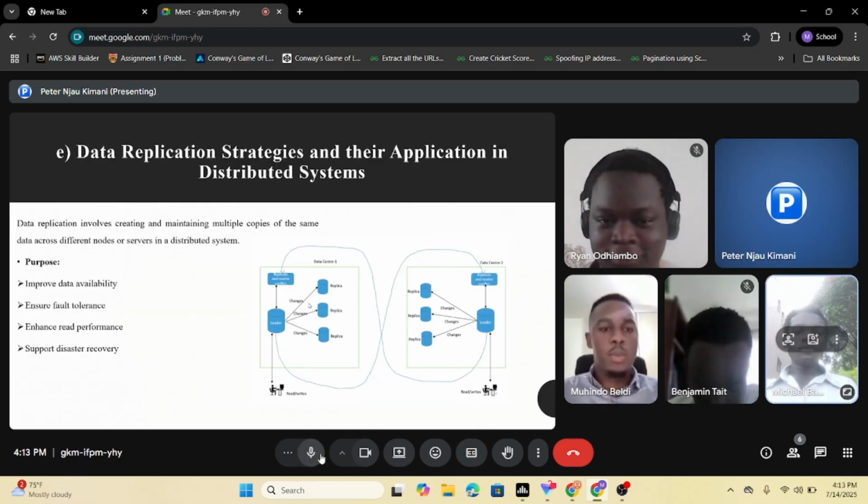Thank you. I will now pass it on to my colleague to let us continue to understand what data replication means in a distributed system.